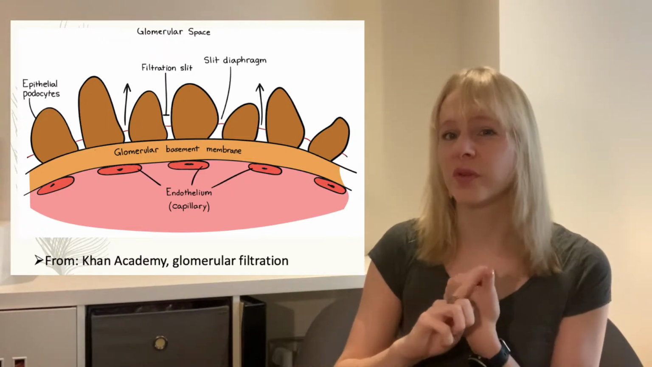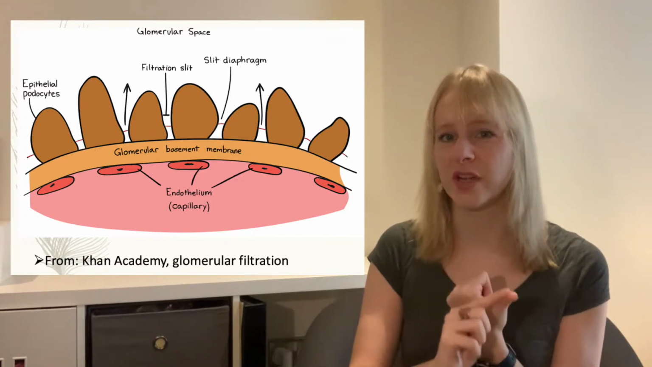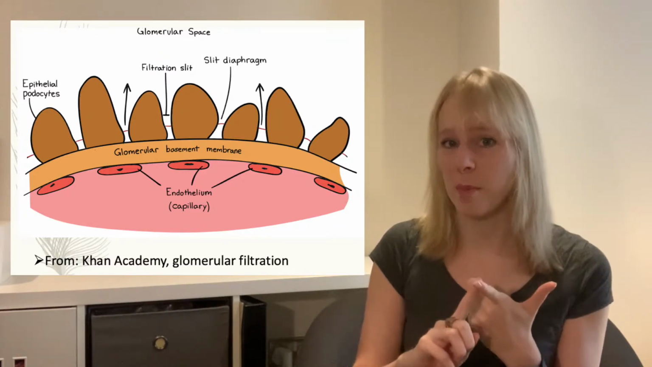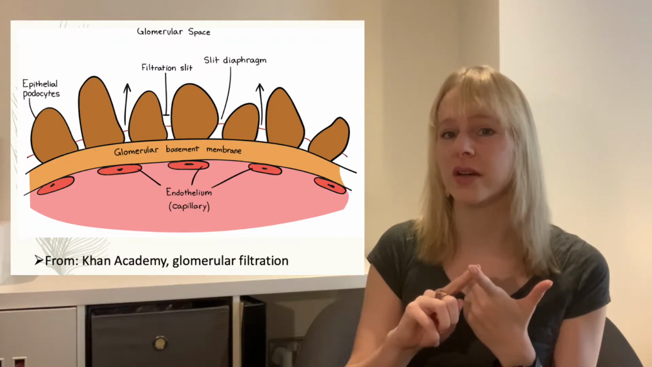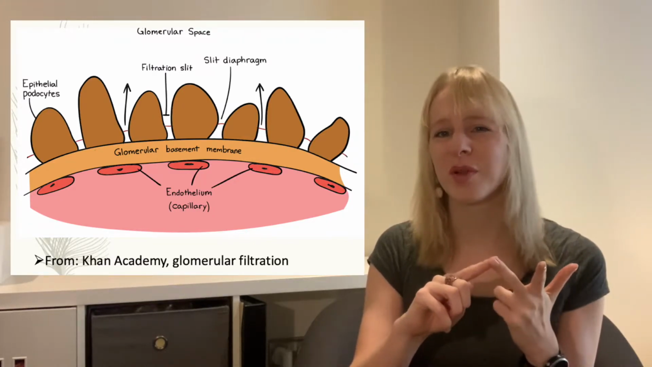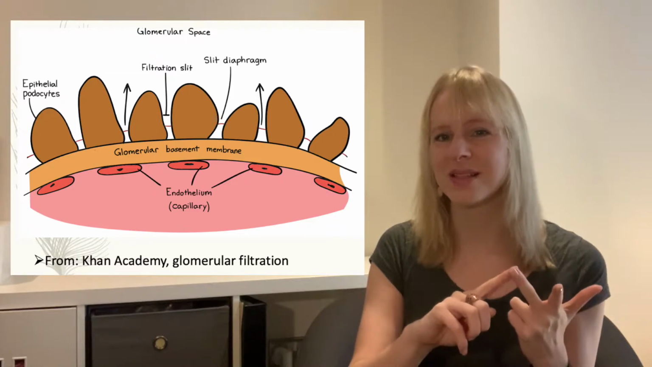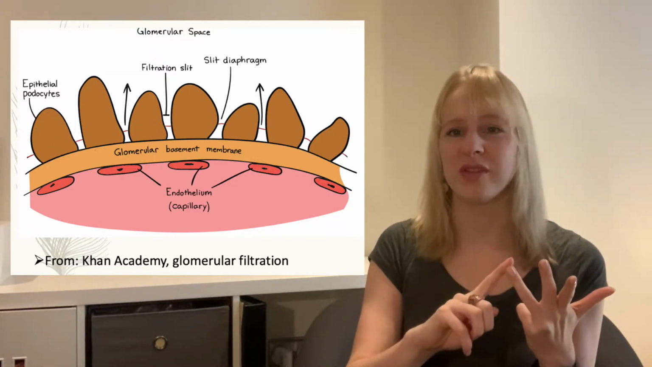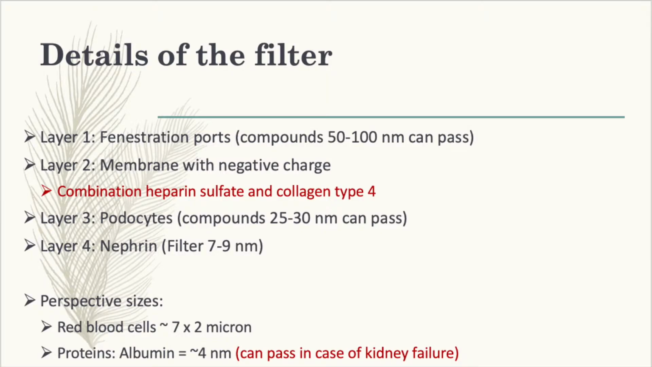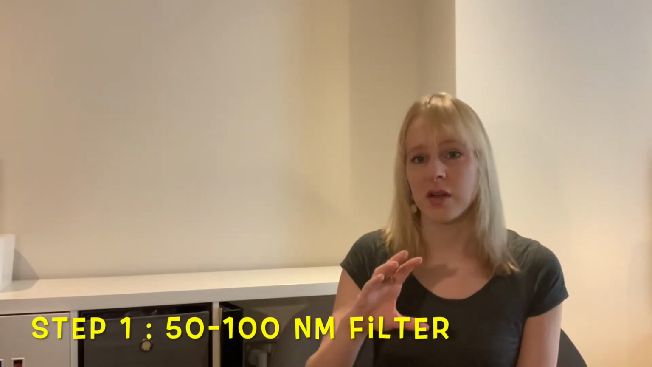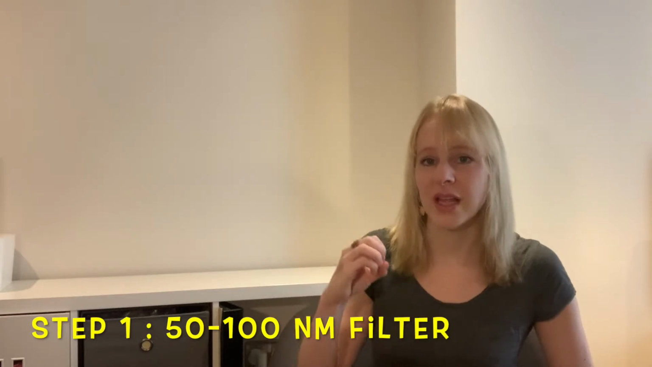First of all, you've got these little capillaries, which have fenestration ports. Then you've got a membrane, which is again broken down into different layers. Then we've got something which looks a little bit like feet, which is why they call them podocytes. And then you've got a small protein as well, which is nephrin. Breaking that down into what can actually pass through those. The first step is the capillaries, and these are leakier than your normal capillaries in your blood. Compounds that are between 50 and 100 nanometers can actually pass through.